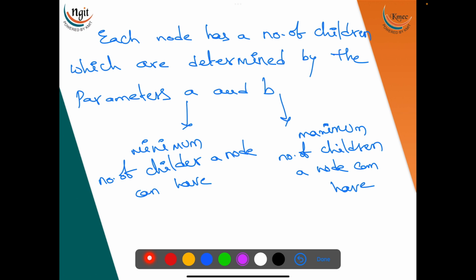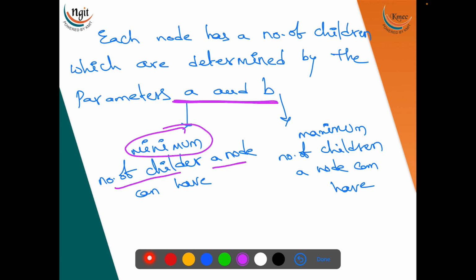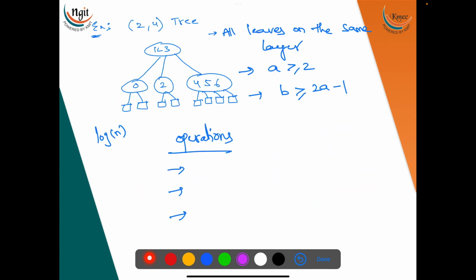So each node has a number of children which are determined by the parameters A and B. A is the minimum number of children a node can have in the tree. B represents the maximum number of children a node can have in the tree. Now you can take an example, and when you look at it you will find out many things. One of the things is what? All leaf nodes are on the same level.